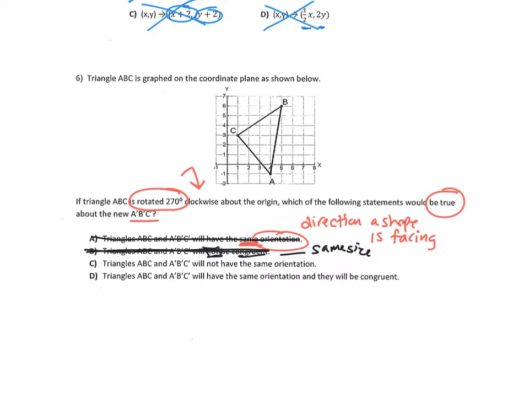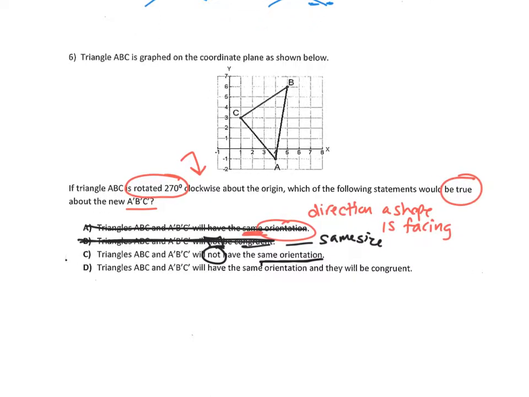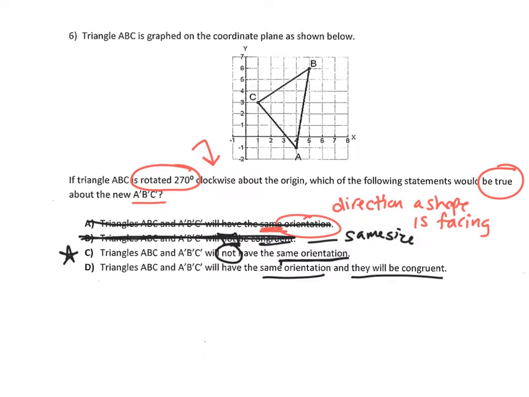Then C says triangle ABC and A prime, B prime, C prime will not have the same orientation. So basically, they won't be facing the same direction. Sounds good. Let's check D. So triangles ABC and A prime, B prime, C prime will have the same orientation and they'll be congruent. What part of that sentence is not right? That orientation. So C has got to be our answer.